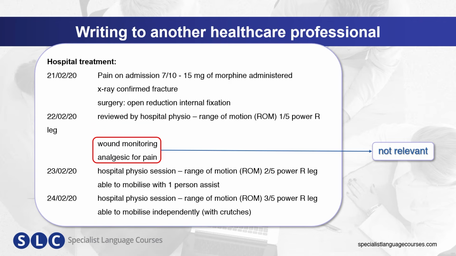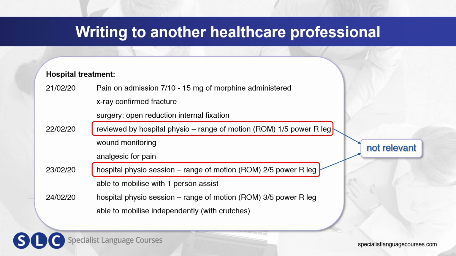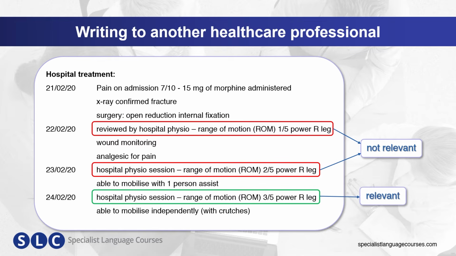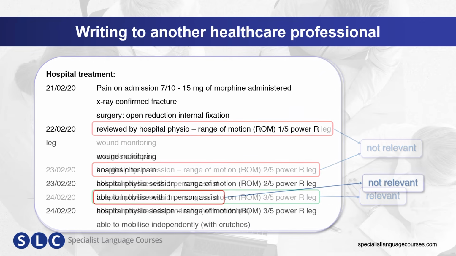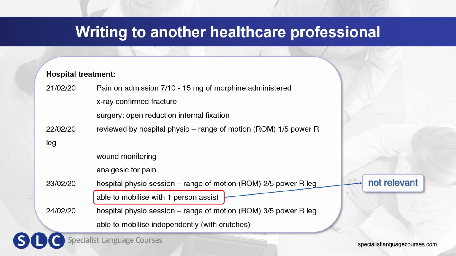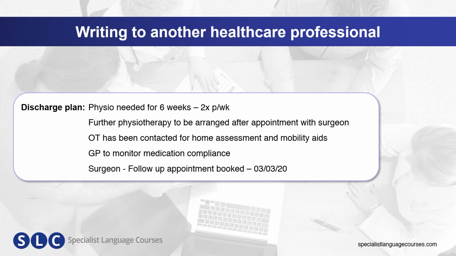Details of all the hospital physiotherapy sessions are not essential. The earlier sessions are no longer relevant, but the most recent range of motion is relevant. Similarly, a history of the patient's mobility during recovery is not needed, but his current mobility is. Now let's look at the discharge plan. What information would be relevant to include for a physiotherapist?